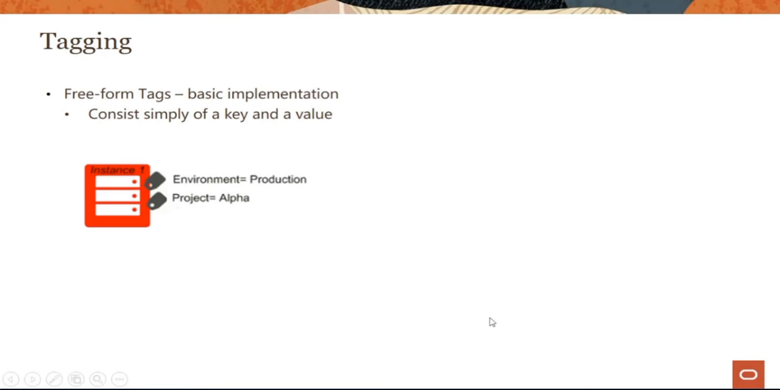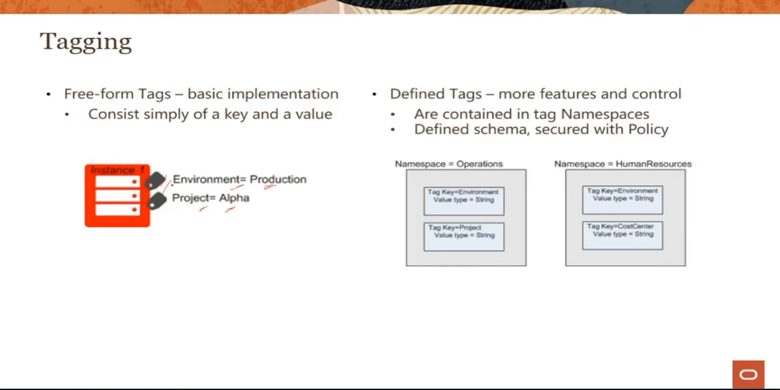So when it comes to tagging in OCI, there are two kinds of tags which are supported today. The first category would be familiar to folks who have worked with other cloud vendors, and that's the concept of free-form tags. This is a basic implementation and it consists of a key and a value. Right here you have a compute instance and a couple of tags which you have applied. The first tag says the key is environment, the value is production. The second tag says project, the value is alpha, and you can see these two tags here. It's really simple, free form. You can define whatever tags you really like.